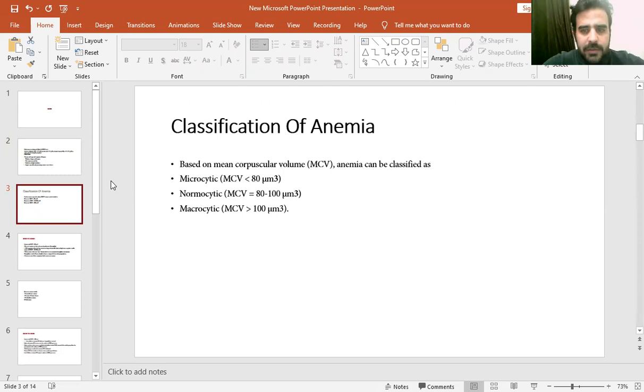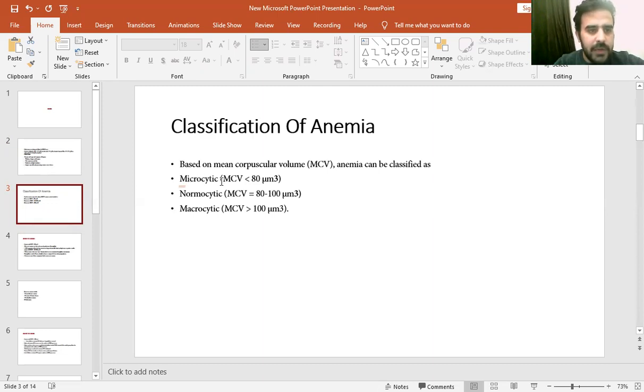Classification is the next topic we are going to discuss today: the classification of anemia. We have the mean corpuscular volume, the average volume of the RBC. Based upon that, we can classify anemia into three types. The normal mean corpuscular volume is 80 to 100 micrometer cube. So based upon the MCV, we have the following classification.